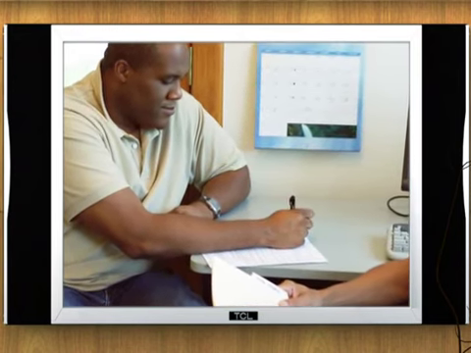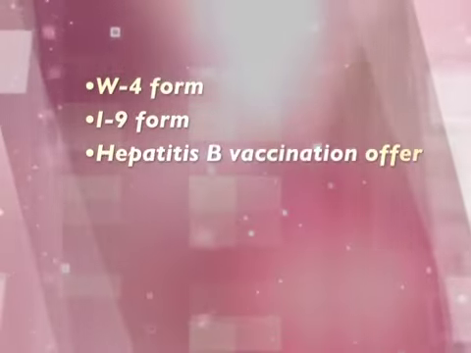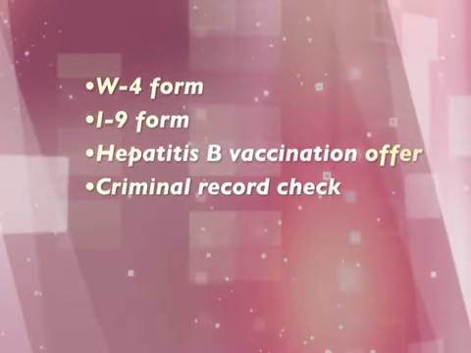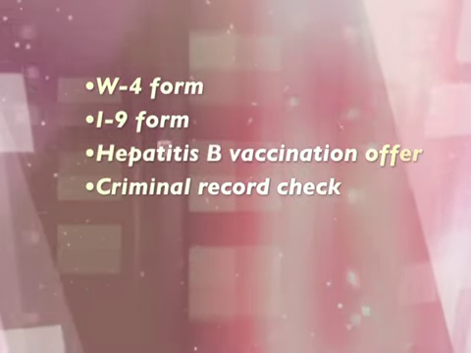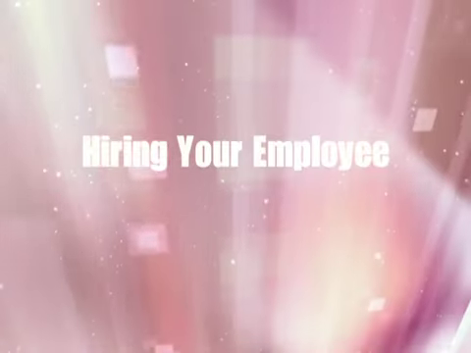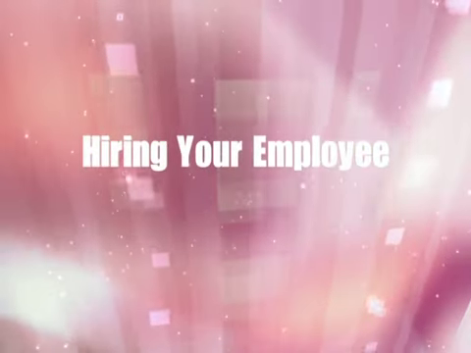Once you find the right applicant and offer them the job, make sure you have the employee complete all necessary paperwork that you get from your agency. These forms include a W-4 form, an I-9 form with 2 valid forms of ID, an offer of hepatitis B vaccination, a criminal record check, and child abuse clearance form if required. This concludes hiring your employee.